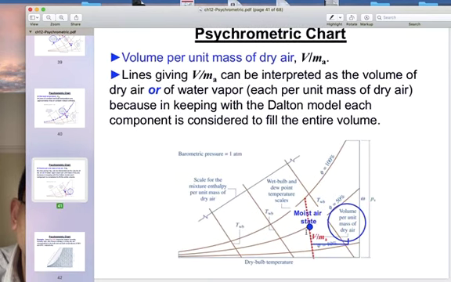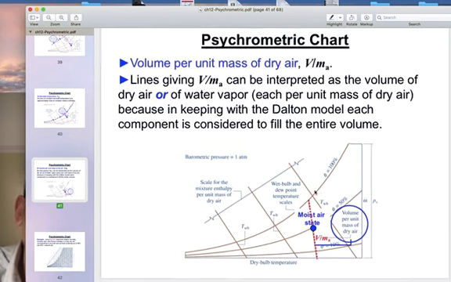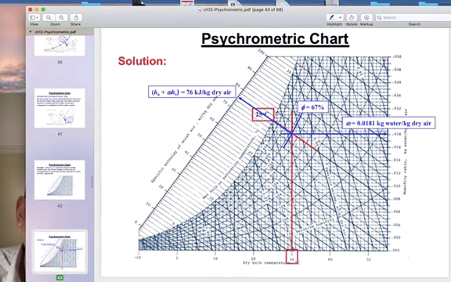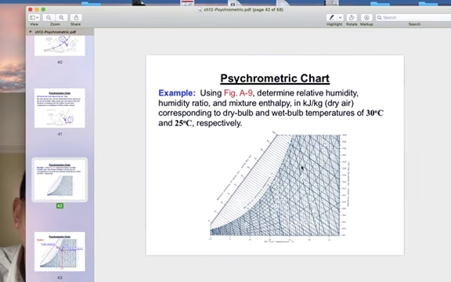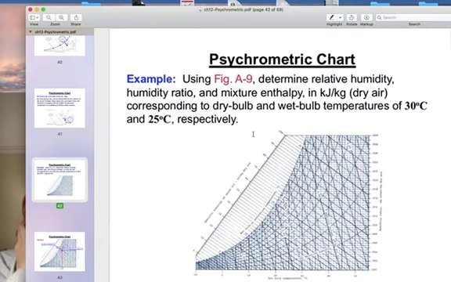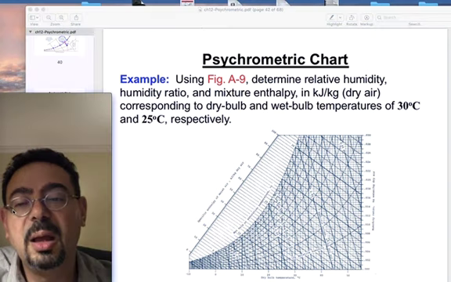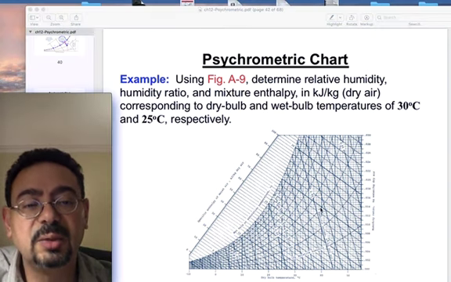And that page that we skipped is basically saying you can read the specific volume. Why do we need the specific volume? Why is that useful? Well, to calculate the air velocity, for example, or convert the volumetric flow rate to the mass flow rate, you need the specific volume. And this example will show you how useful it is to calculate things from this chart.